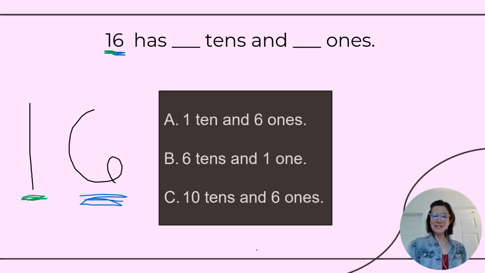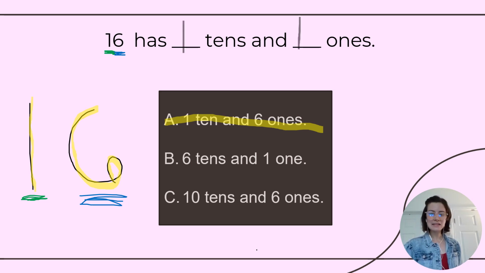All right, assuming you've pressed play to see the correct answer, the correct answer is A, 1 ten and 6 ones. I have 1 ten in my tens place, and I have 6 ones in my ones place. So 16 has 1 ten and 6 ones. Oh wow, and that's in yellow.